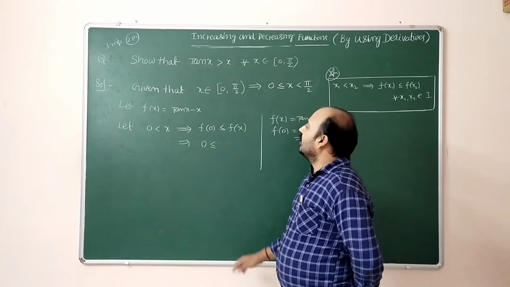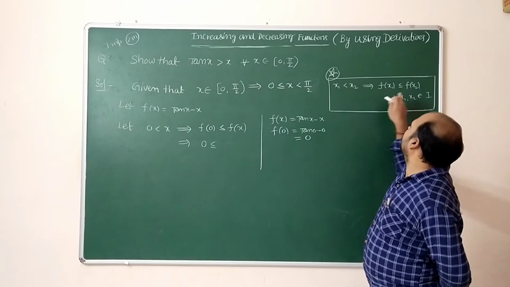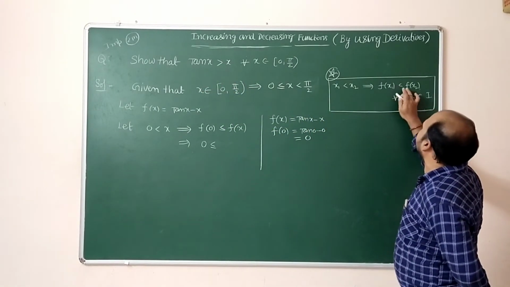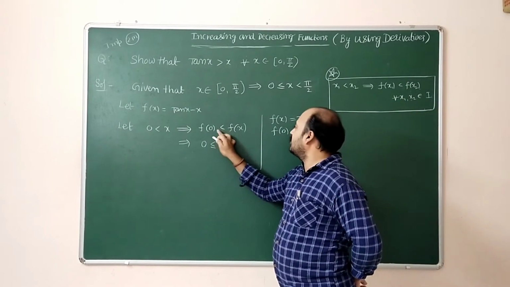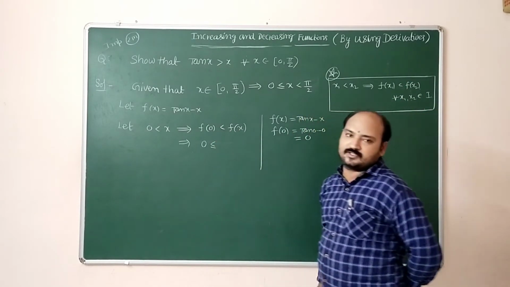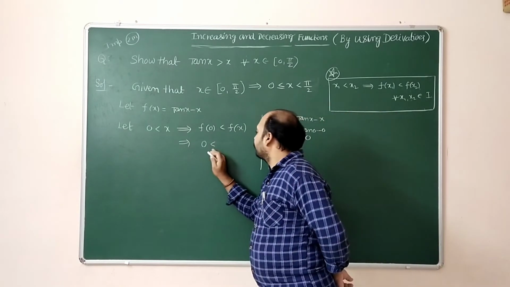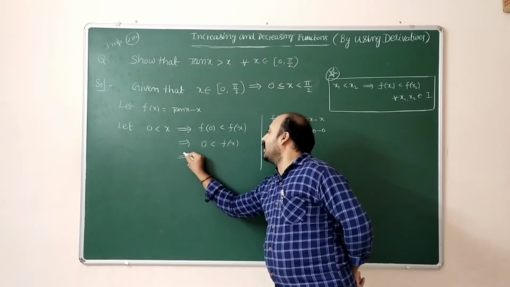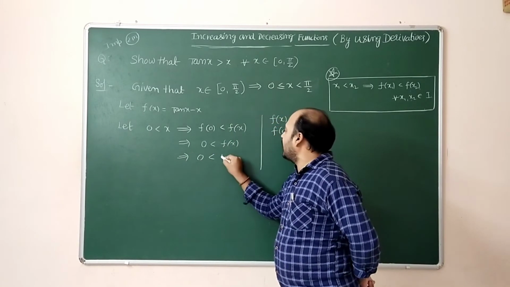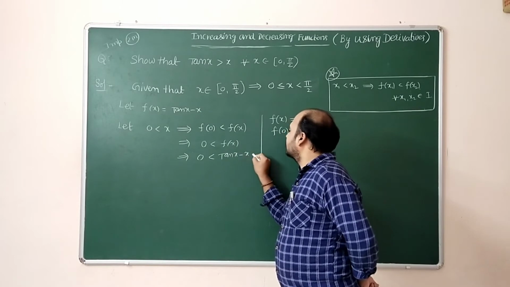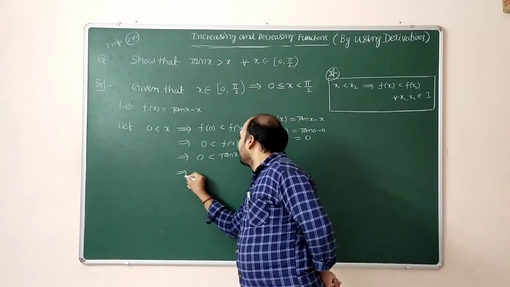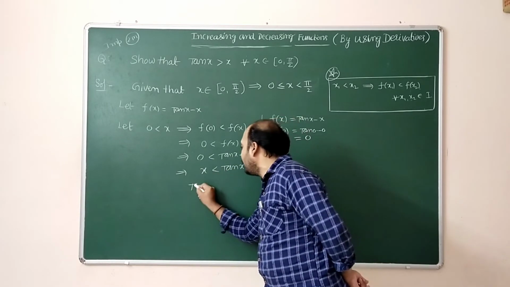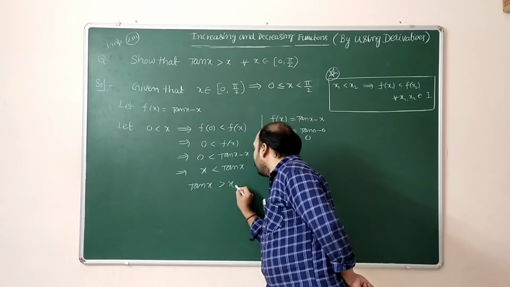So now the f of 0 value is 0, less than or equal to f of x. Here, since they are asking tan x is greater than x, we can take the strictly increasing definition. Even here, f of 0 is less than f of x, so 0 is less than f of x, which means tan x minus x. That minus x we can take this side, so x is less than tan x. What is the meaning of x is less than tan x? Tan x is greater than x, obviously. So hence proved.